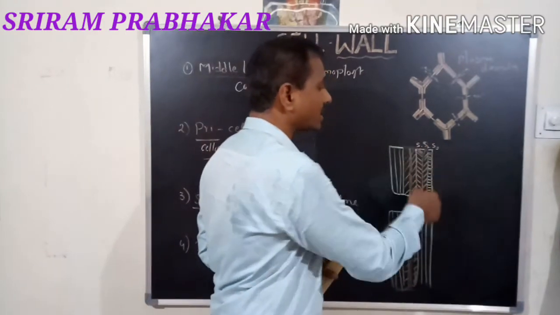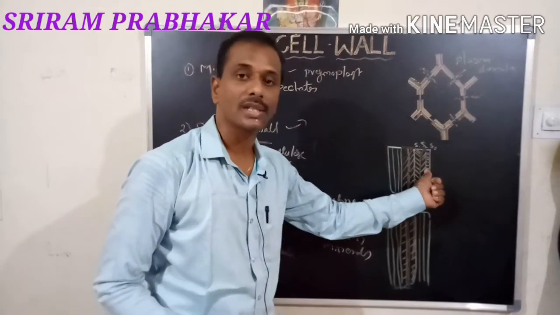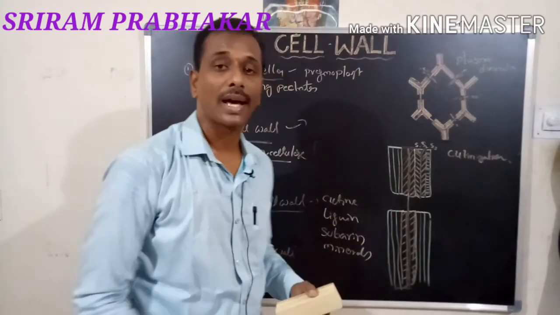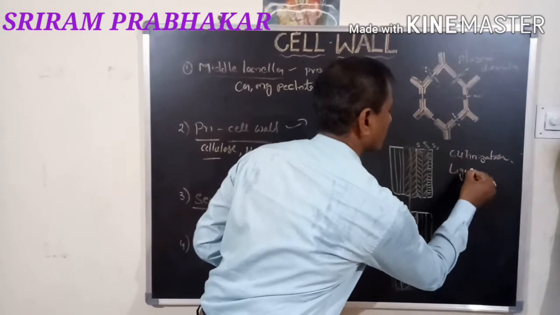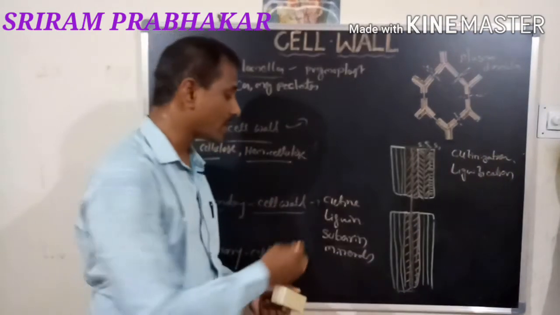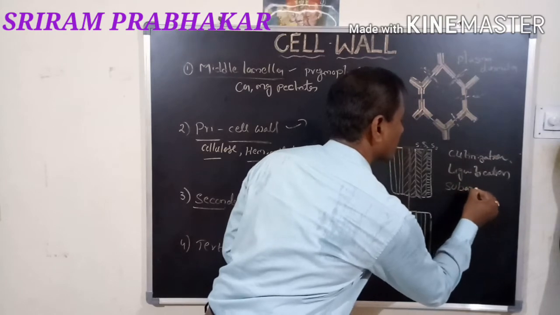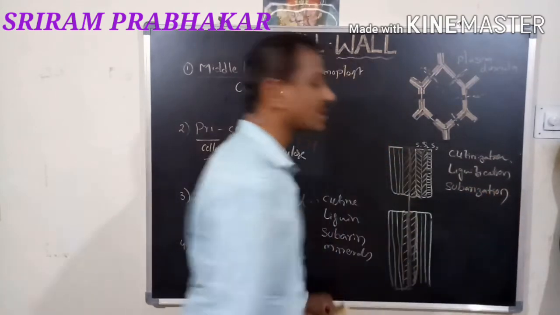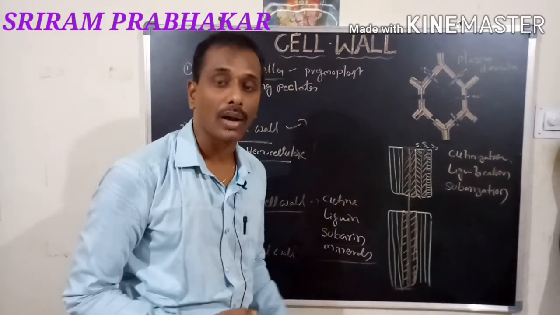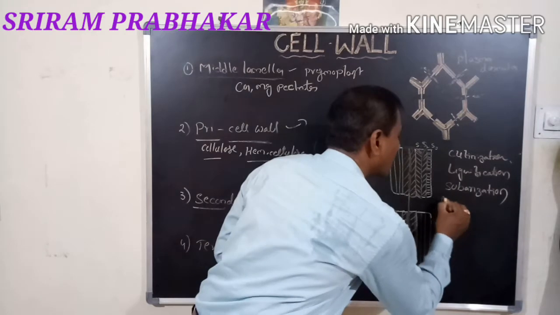When cutin is formed inside this secondary wall, combined with the cellulose, it is called cutinization. When lignin is formed, it is called lignification. Suberin generally is present in the cork. When suberin is present in the secondary wall, that is called suberization. Sometimes calcium oxalate-like materials are also present in the cell wall. At that time we call it mineralization. These are inorganic materials, minerals, so we call it mineralization.